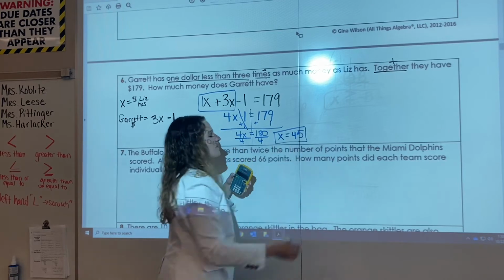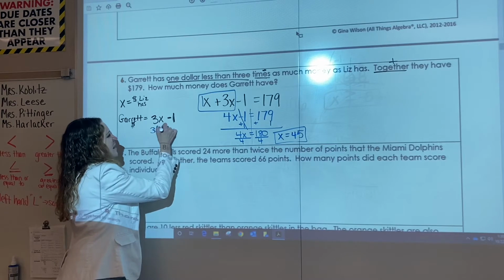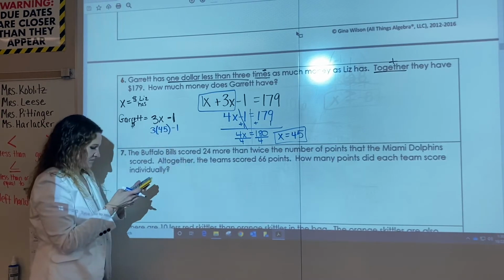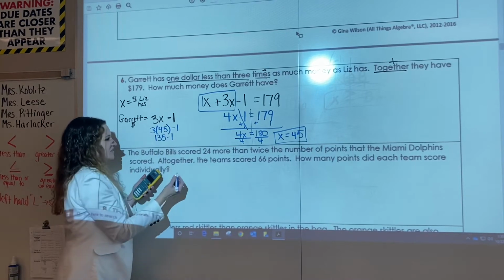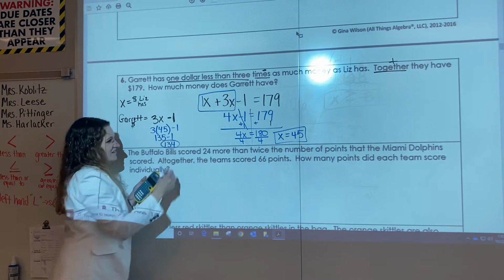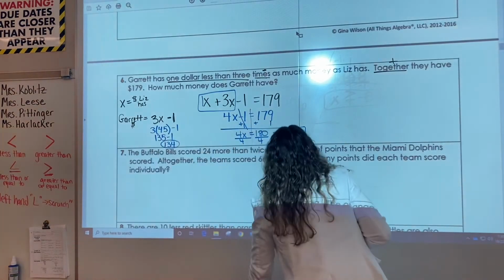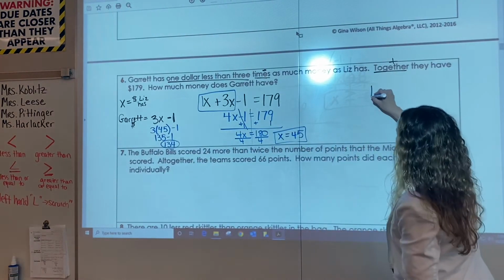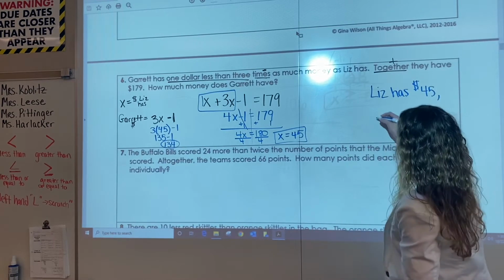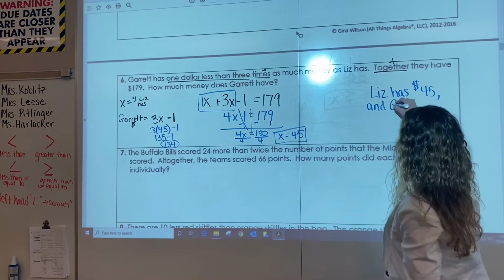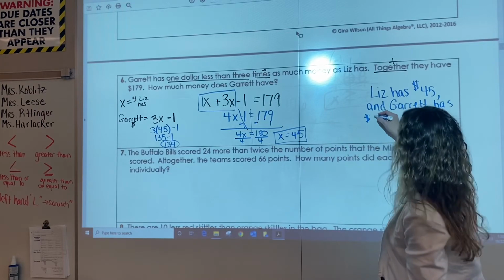That's how much money Liz had. Let's plug that in over here to see how much money Garrett has. Garrett has a lot more than that. 3 times 45 minus 1. If I multiply here, I'm going to get 135, then minus 1 gives me 134. So let's write a conclusion sentence that tells us exactly what those numbers mean and represent. So Liz has $45, comma, and Garrett has $134.